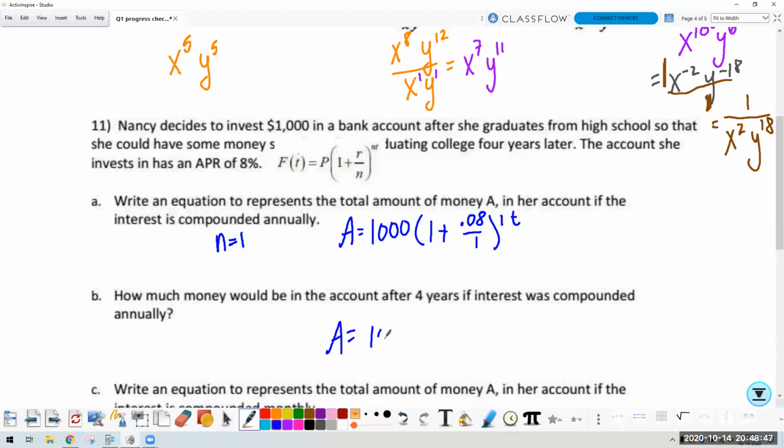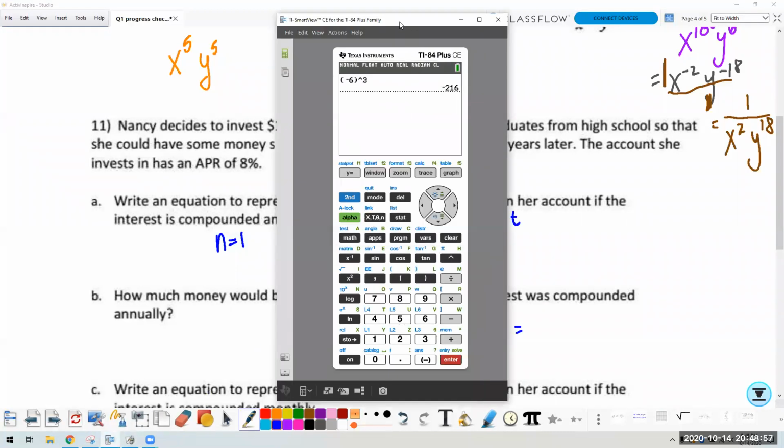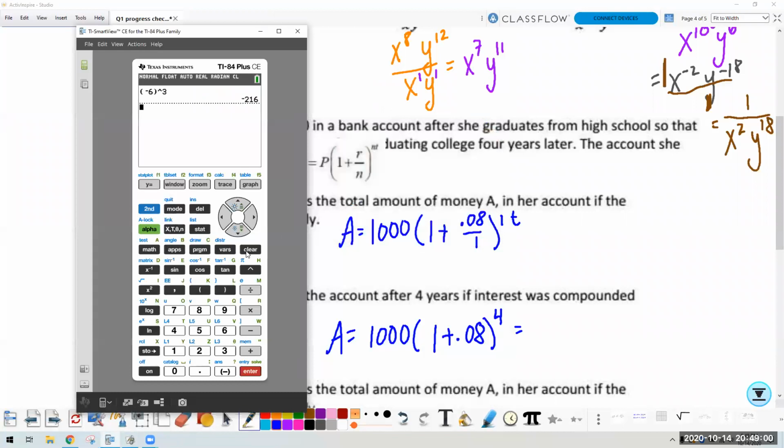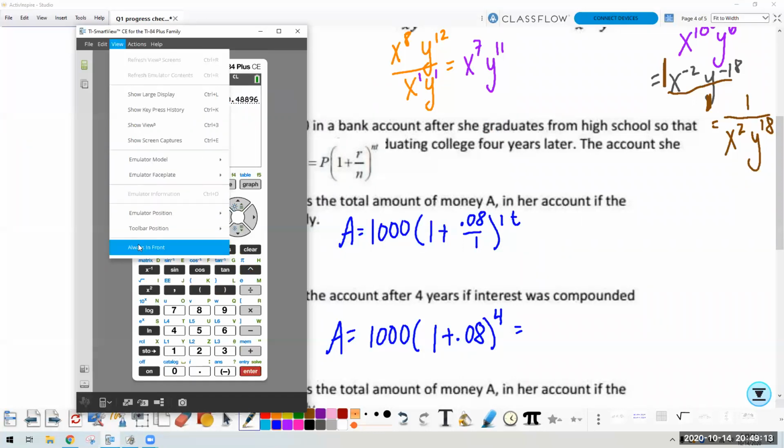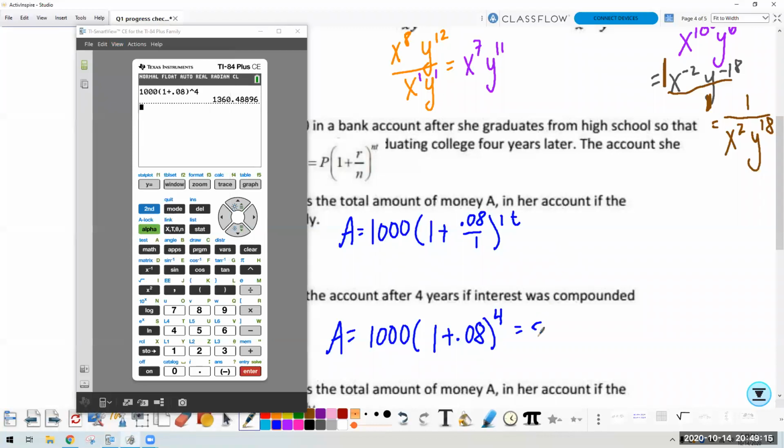How much money will she have after 4 years? So I'm going to substitute in 4 to T. This is where you need your calculator on the test. So we got 1,000 times 1 plus 0.08 to the 4th. And she will have $1,360.49. You have to round appropriately to the nearest hundredth.